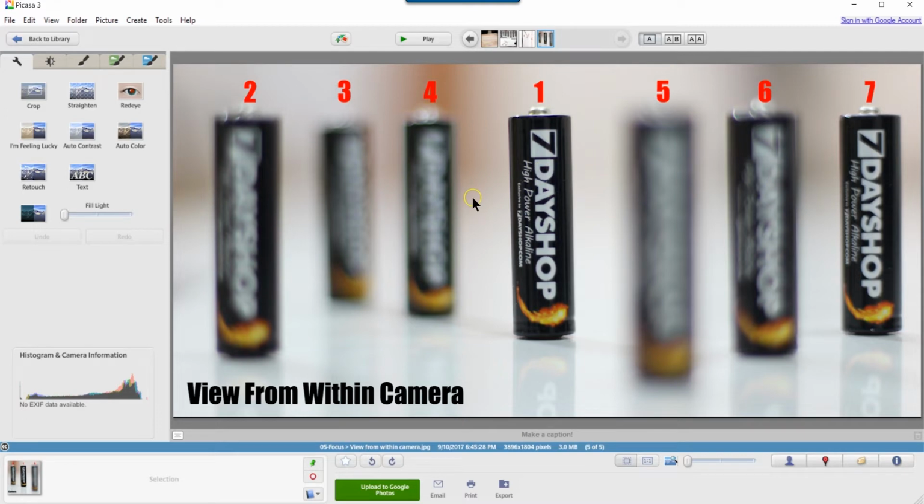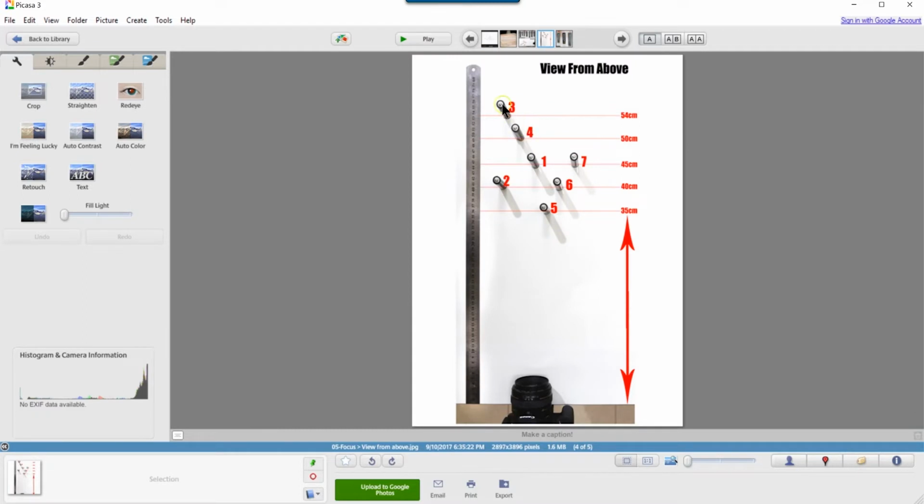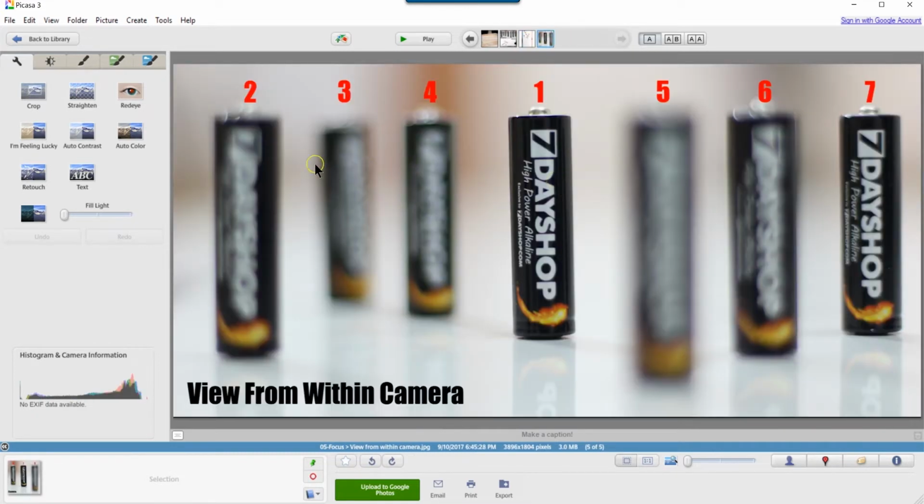Now, from looking at this image here, which batteries do you think are the furthest from number 1? 5 and 3. Why? Because they're the most blurry. So let's look at the picture here. 5 and 3 are the furthest from number 1, whereas 2, 4, and 6 are closer, which means they're going to be less blurry.